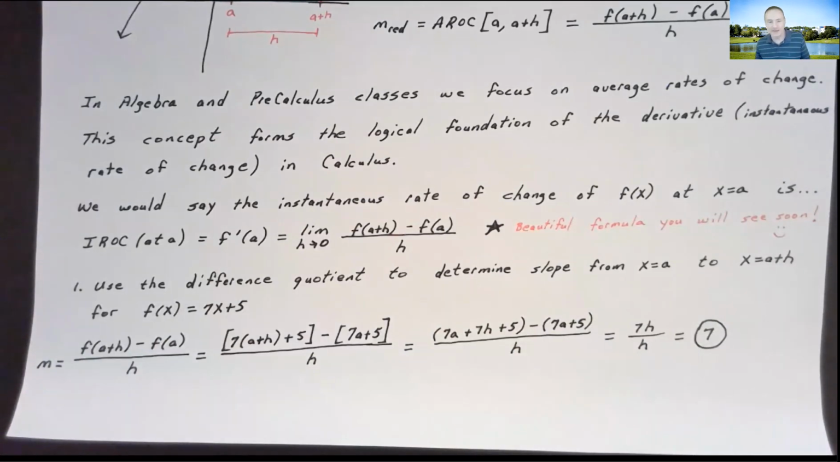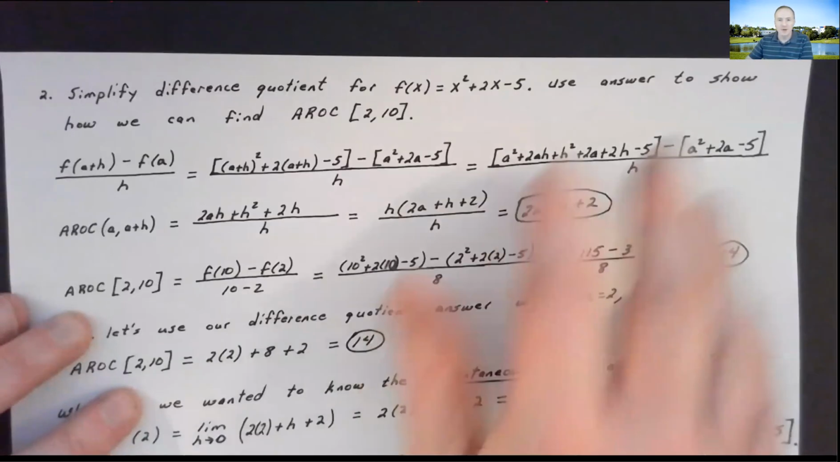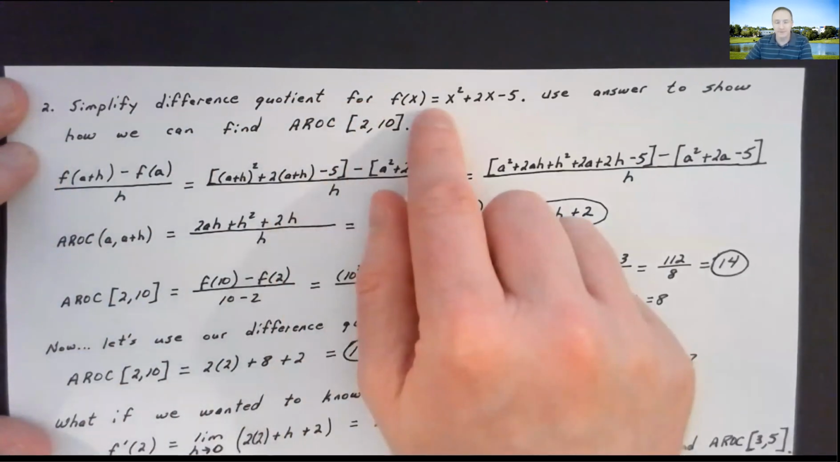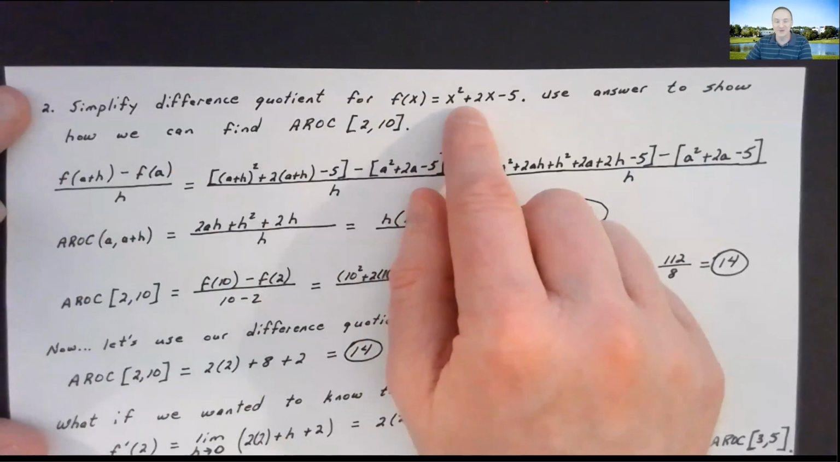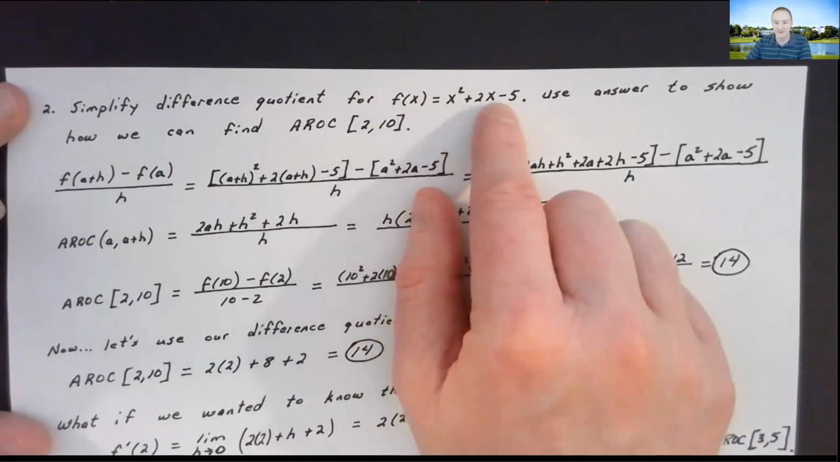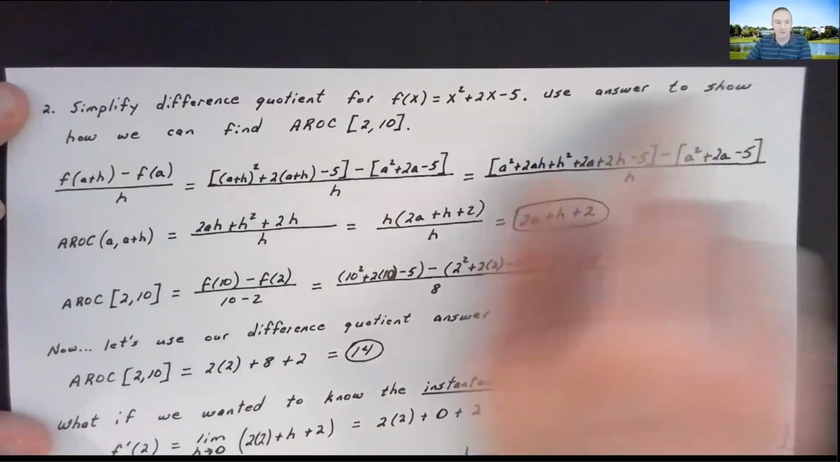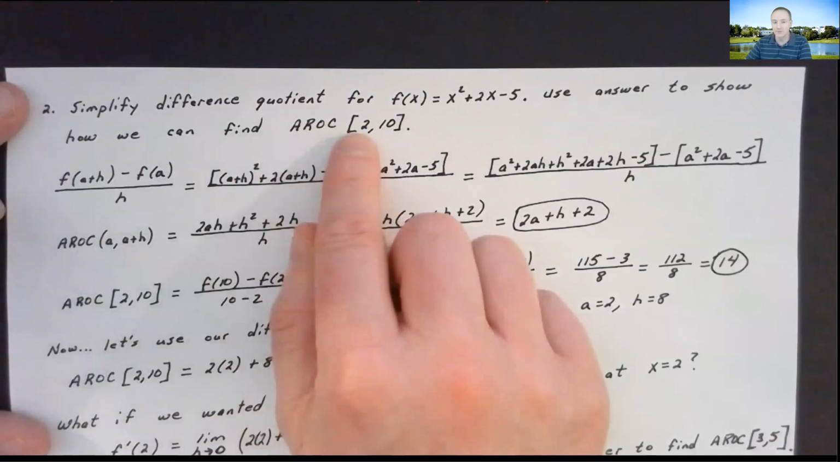So you say, well, hey, that was a pretty beautiful problem. Yeah, but that one was an easy one. Let's look at a more beautiful one. So if I ask you to simplify the difference quotient for a quadratic, f of x is equal to x squared plus 2x minus 5. Now, what I'm wanting us to do is to use your answer to show how we can find the average rate of change from 2 to 10.